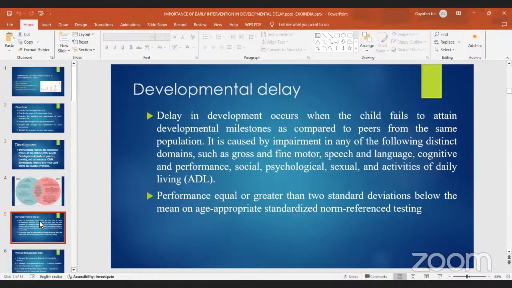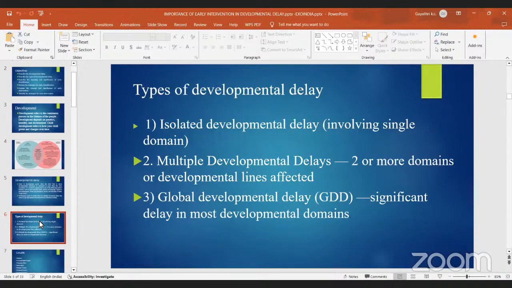developmental delay. We want to identify performance equal to or greater than 2 standard deviations below the mean on age appropriate standardized norm referenced testing. Next, we can classify developmental delay into 3 classifications.